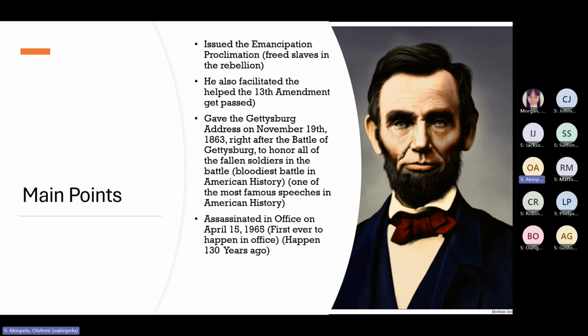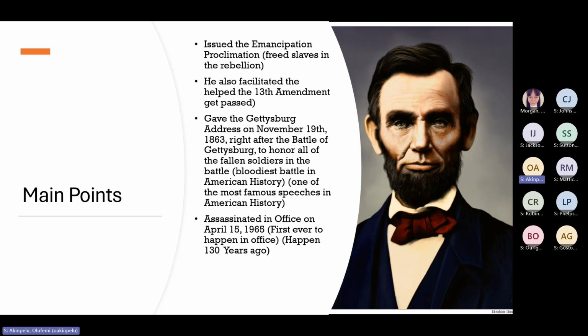Yeah, so he issued the Emancipation Proclamation, which freed the slaves, and then he helped facilitate the 13th Amendment, and yeah, he died before it got ratified. And then he gave the Gettysburg Address on November 19th, 1863. It was right after the Battle of Gettysburg, and he gave it to honor the soldiers that fell in battle and to continue to give hope to the Union, which is the side who wanted to free the slaves.